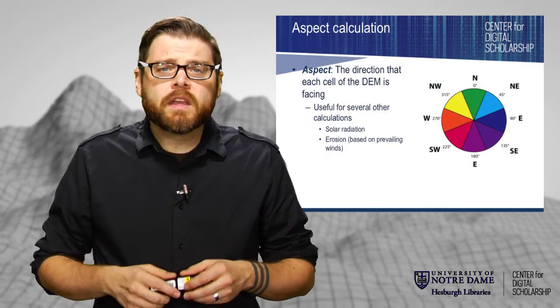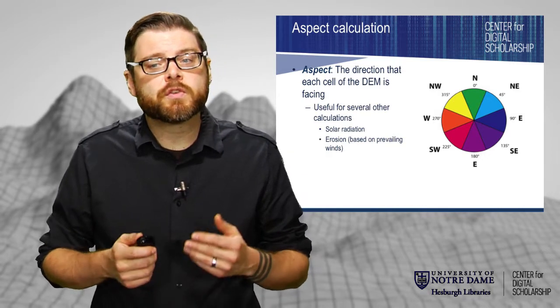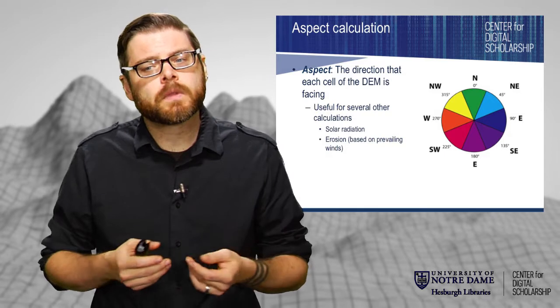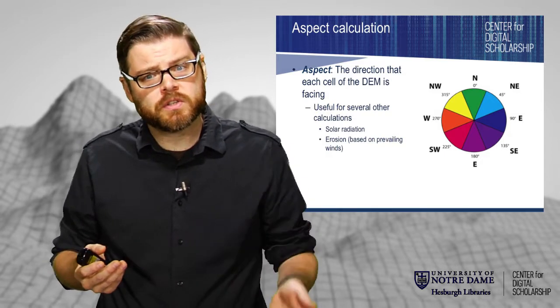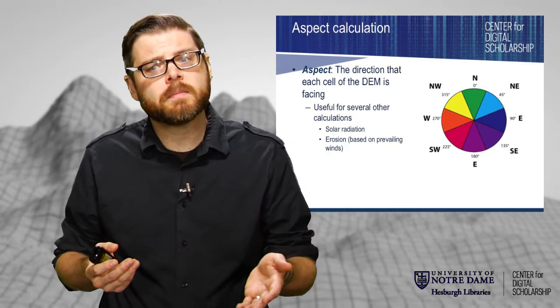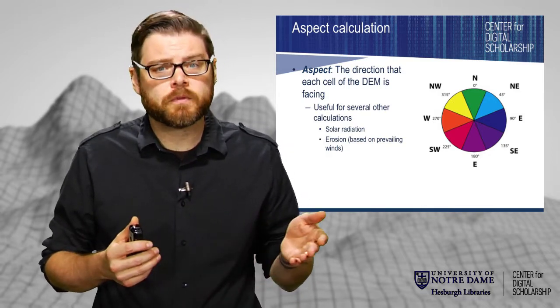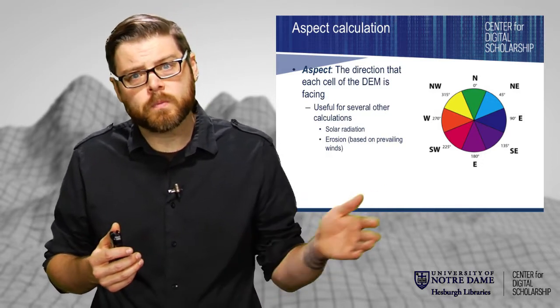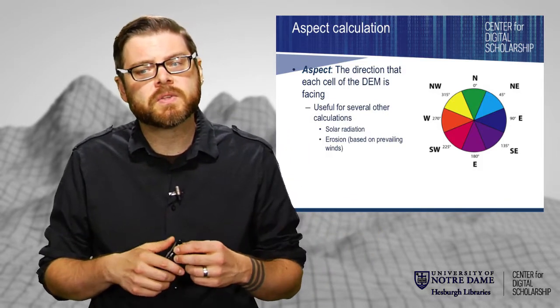Another thing that we can calculate frequently from DEMs is something called the aspect, and this is essentially the direction that each cell faces. So it's the prevailing direction of each cell. This is very useful for things like solar radiation calculations. Things that are to the south are going to get more sun in the northern hemisphere, or also for erosion. If you know the directions of prevailing winds, then you have an idea of what areas are more likely to have the sediment wind blown off of them if there's not vegetation to hold it in place.